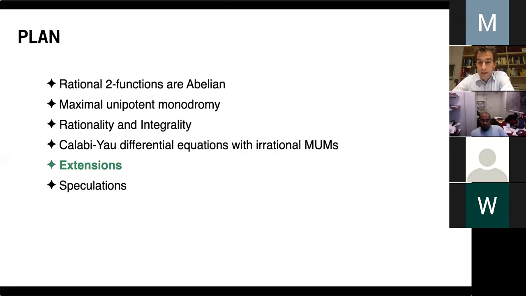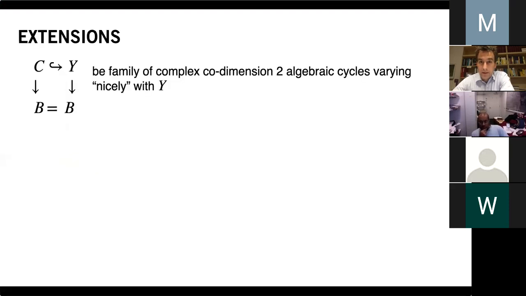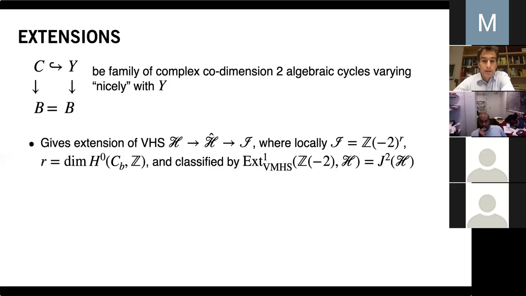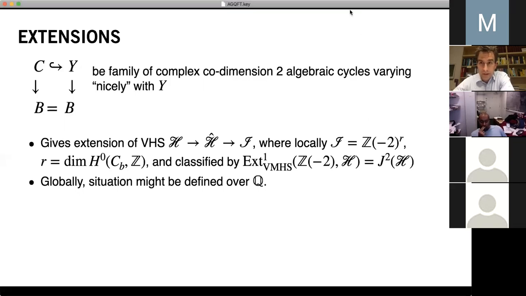Okay, but I can end maybe with more examples. These are actually the first examples where this set of questions arose. This is from the extended mirror symmetry. So you can extend these families by algebraic cycles. And this gives you a mixed Hodge structure everywhere. And then you can classify these extensions and study differential equations again.